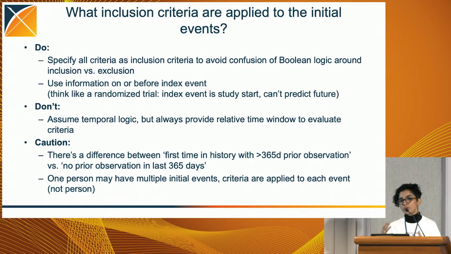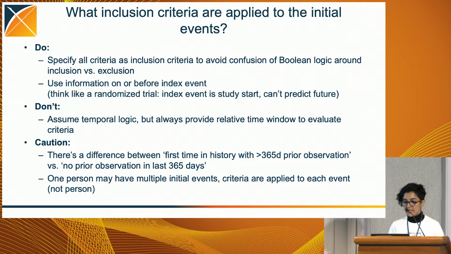So in order to avoid any confusion, we call everything an inclusion criteria. So we don't do exclusion and inclusion. Exclusion is pretty much like having zero of a specific event. I keep saying the temporal logic: do not assume that a temporal logic exists. You have to create it. That's very, very important. And also, there's always a difference, that's what we're going to go through together, between first time in a patient history with more than 365 days of prior observation and no observation in at least 365 days. One of them is saying that within the past year, I didn't see anything. The other one is that it's the first time it's happening, but this patient has 365 days of observation. So subtle difference, but it makes a lot of difference when you want to create your cohort and look into the patients.